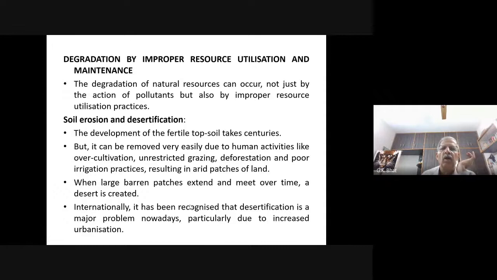So this, degradation by improper resource utilization and maintenance, I will take up in tomorrow's class. A little bit of this part tomorrow, so that this part gets over, and I will be starting the discussion on biodiversity MCQs, and also later on environmental issues. I shall post the environmental issues MCQs.